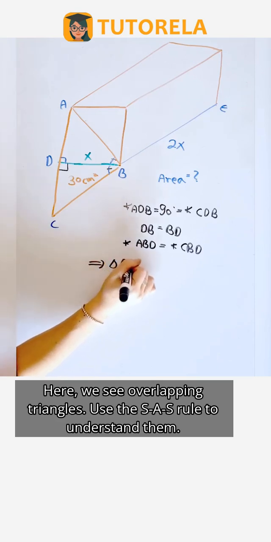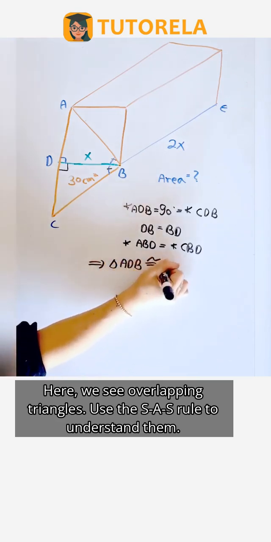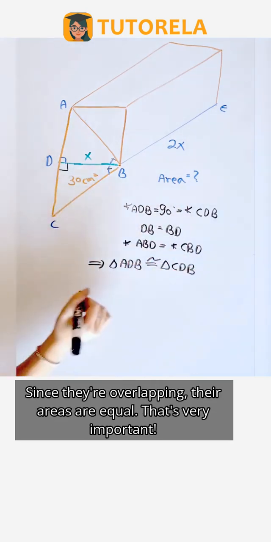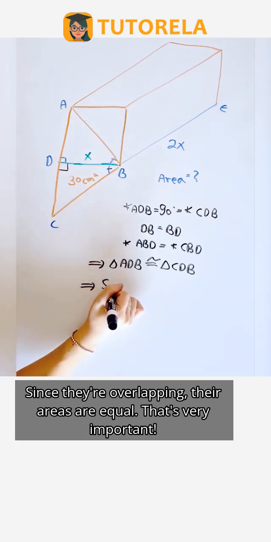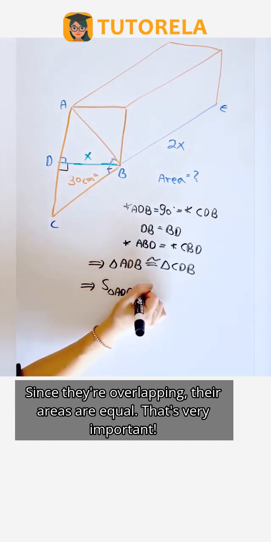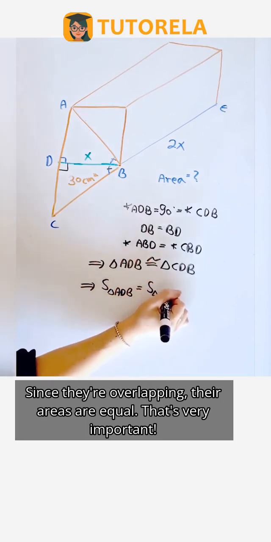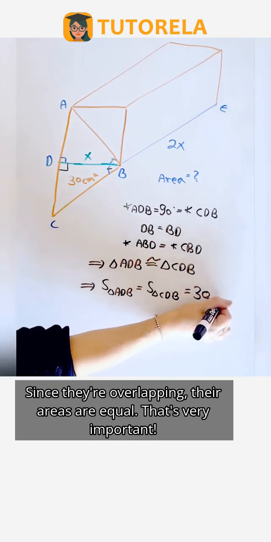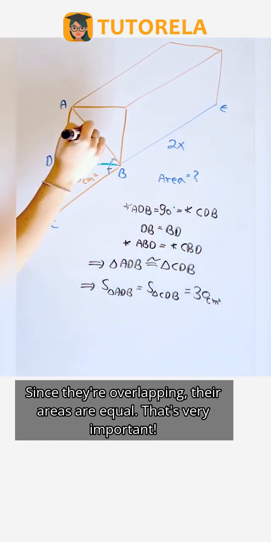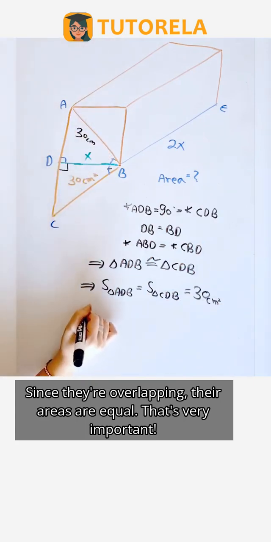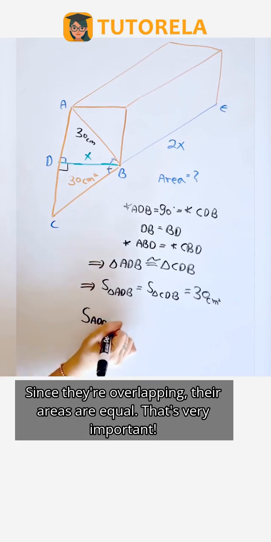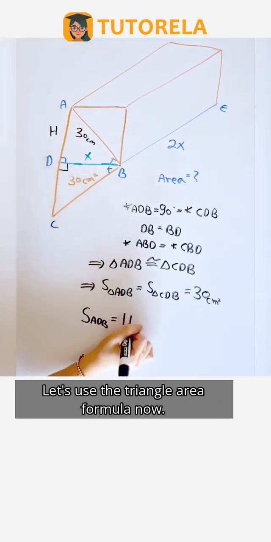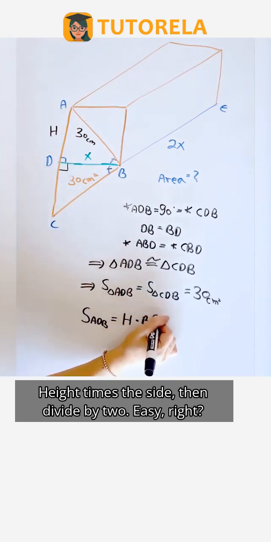Use the SAS rule to understand them. Since they're overlapping, their areas are equal. That's very important. Let's use the triangle area formula now. Height times the side, then divide by 2. Easy, right?